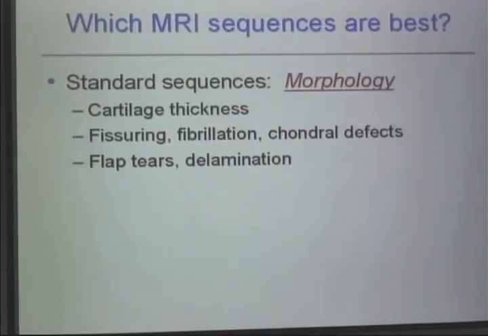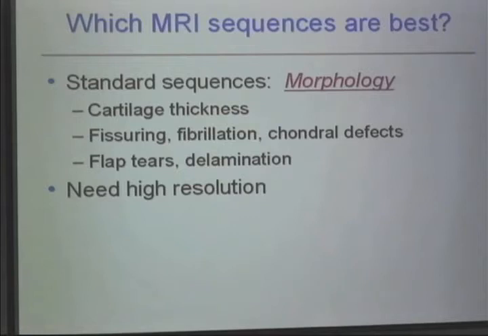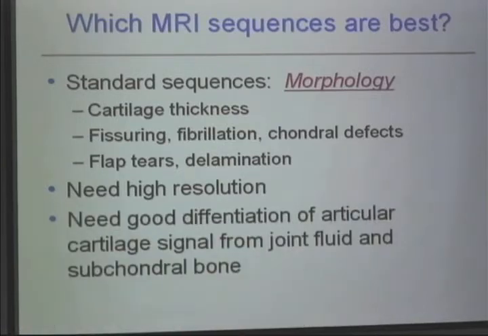So which sequences are best? On standard sequences, we look at articular cartilage morphology, the thickness. We look for fissuring, fibrillation, flap tears. So we need high resolution. That's the most important. This will give us good differentiation of articular cartilage from joint fluid and subchondral bone.